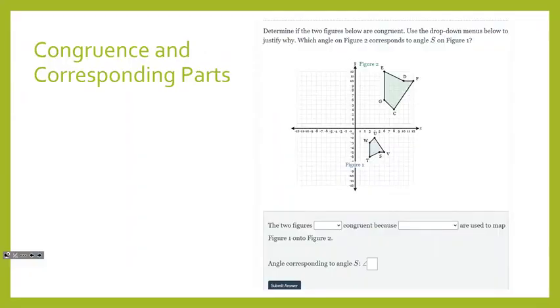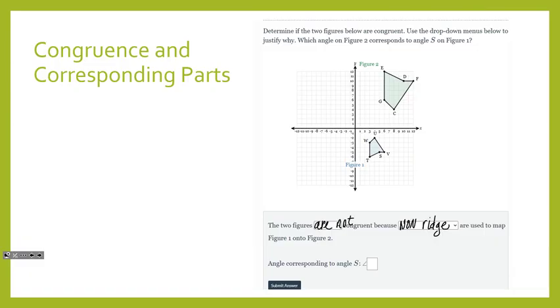Okay, here we've got two congruent figures. Use the drop-down menu below to justify why. Which angle on figure 2 corresponds with angle S on figure 1? Let's take this one at a time. So we're going to say the two figures, are they congruent? No, the two figures are not congruent, because of non-rigid. Rigid means they stayed the same shape and the same size. Non-rigid means that they've changed sizes.